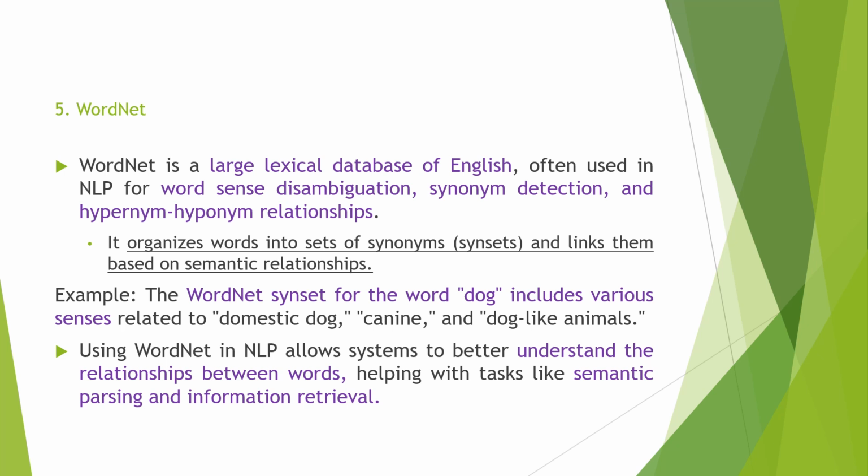So we organize words into sets of synonyms called synsets, and then we link them based on semantic relationships, based on context, based on surrounding words and their meanings. For example, the synset for the word dog includes various senses. So this can be related to domestic dog, or canine, or dog-like animals. So we use WordNet to understand the relationship between words. It helps the semantic parser and information retrieval system to capture the meanings and understand the words for the process.